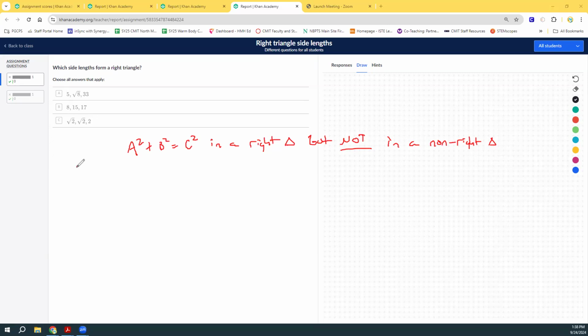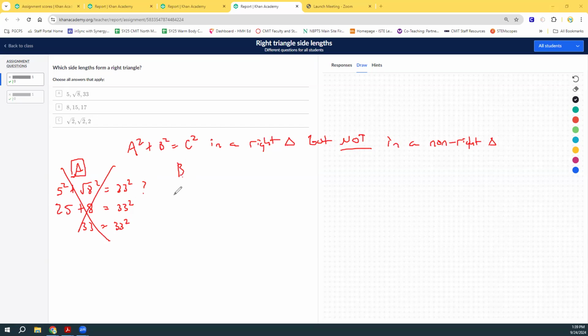So pay attention, okay? So A, let's see if that's a right triangle. I hope they put the longest side last. It looks like they did. Okay, so 5 squared plus square root of 8 squared equals 33 squared. Is this true? Let's see. 25 plus 8. Is that equal to 33 squared? I really don't think so. I think this is like 33 and this is 33 squared. So this is not true. 33 is not equal to 33 squared.